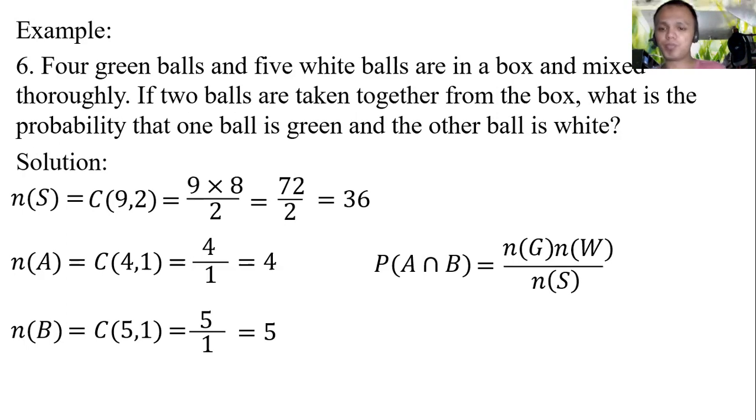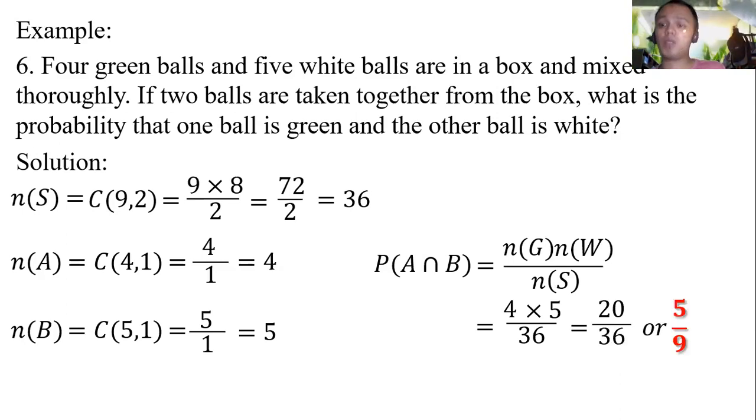Now, okay, yung sa green natin, ilan? We have 4, tapos sa white, we have 5 all over by 36. 4 times 5, that is 20 over by 36. Get the lowest term, then we have 5 over by 9.